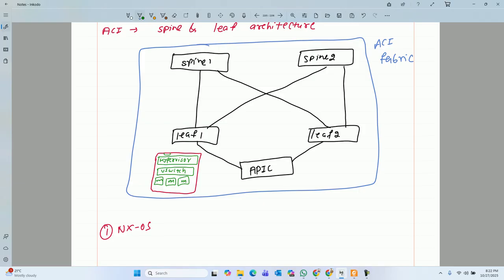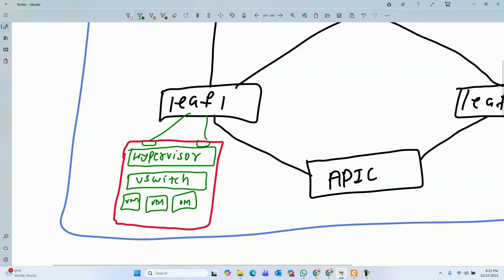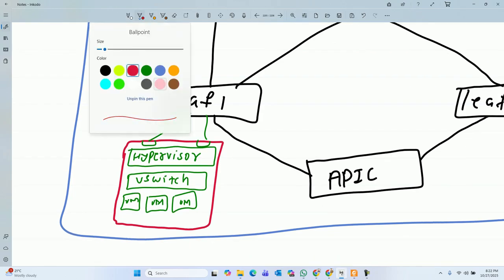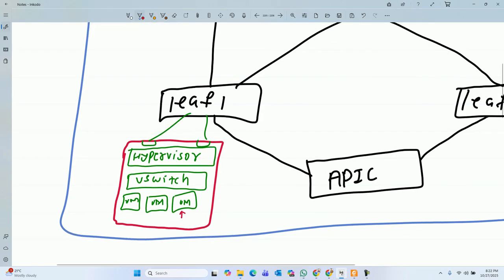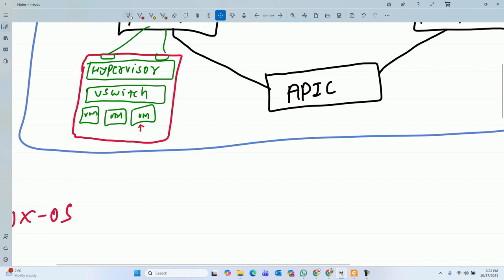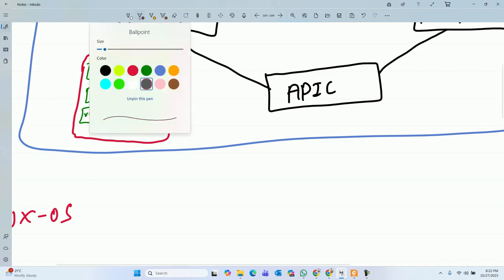This server has physical interfaces. They are connected to the leaf switch. They can be connected to different leaf switches also. Now these are the machines which are connected to the leaf switches, but they are not directly connected. So that's why in an ACI environment we have two types of appliances.